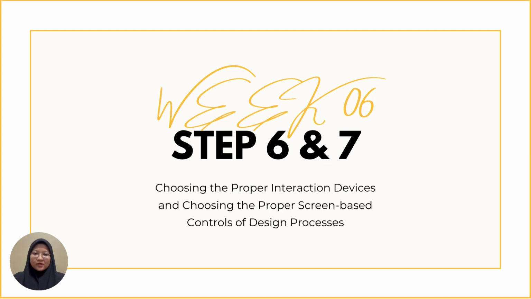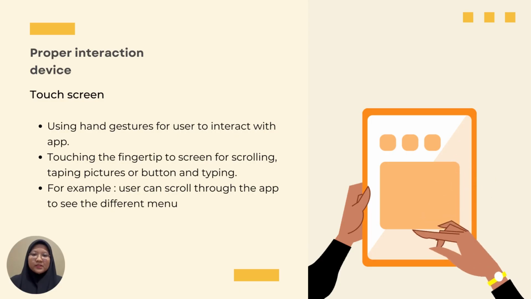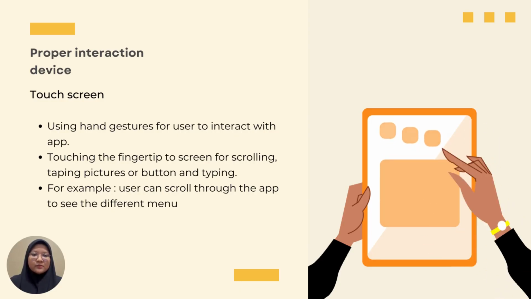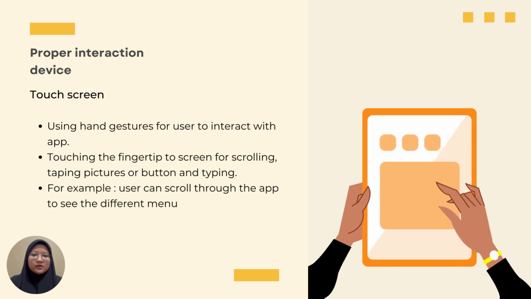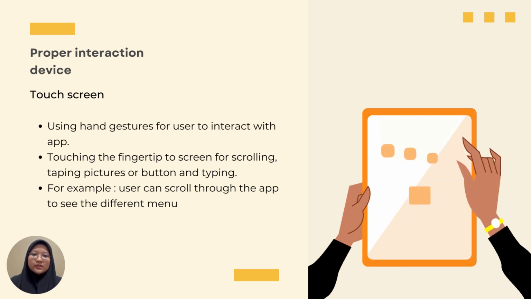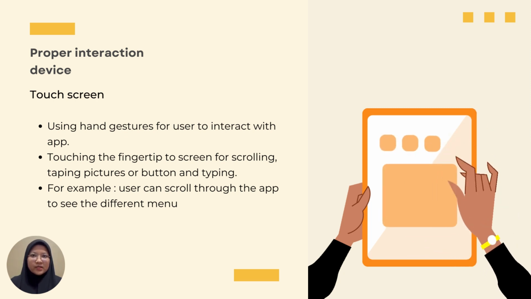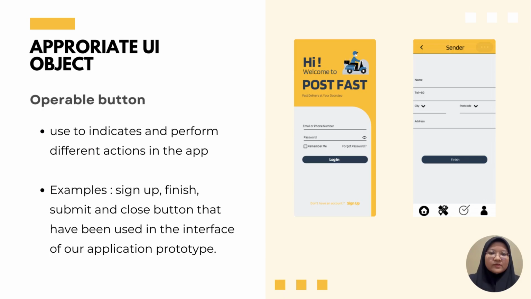By week 6, we have considered the proper interaction device and UI object. The proper interaction device for our app is the touchscreen, used to interact with the user. This app is run on a mobile, hence a touchscreen allows easy access and navigation through the different menus by scrolling and clicking. We have implemented different UI objects into our app.